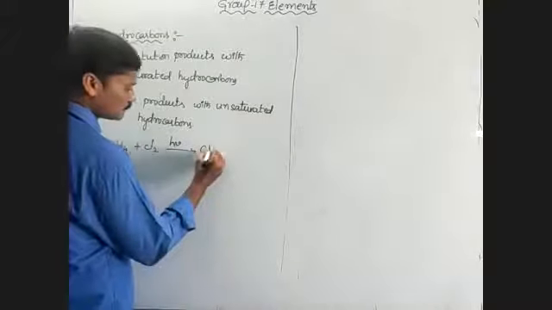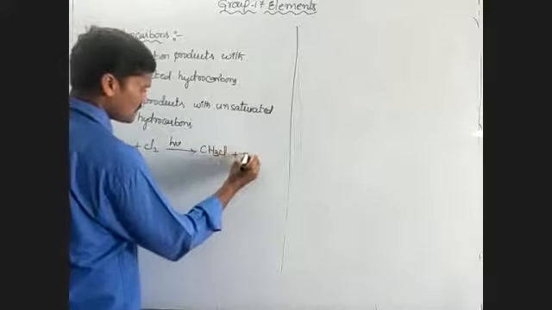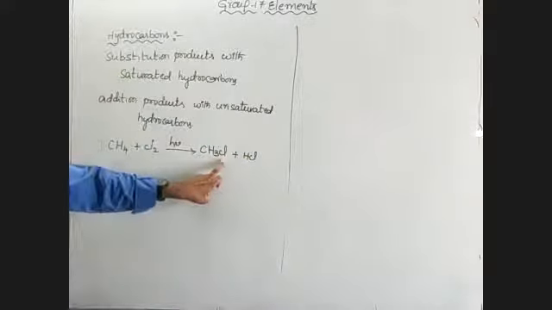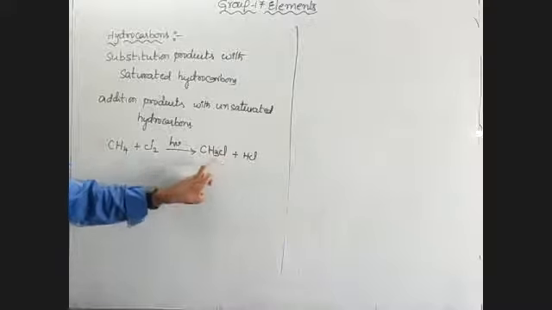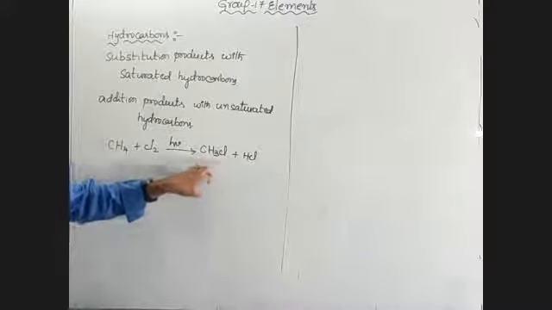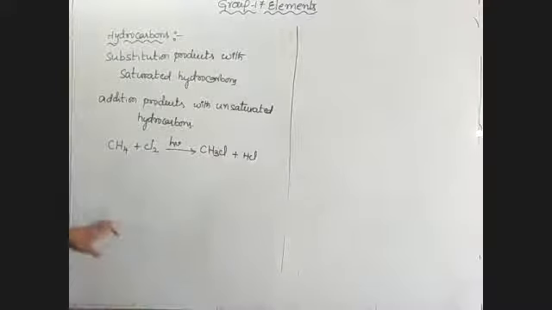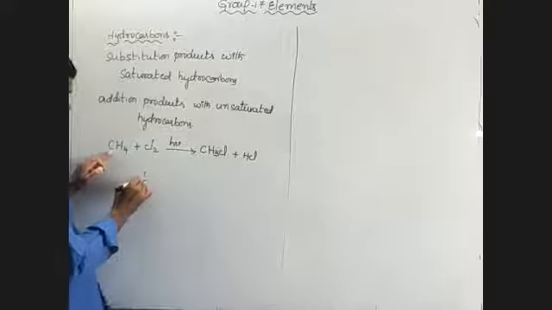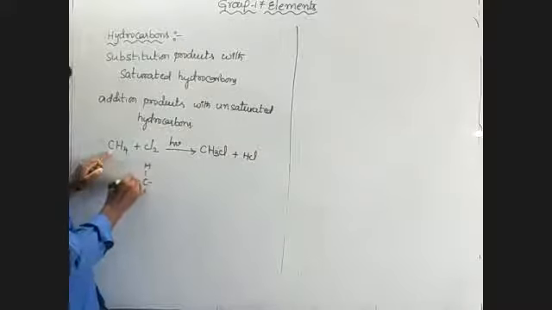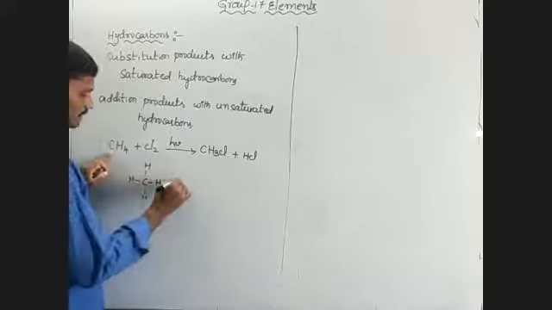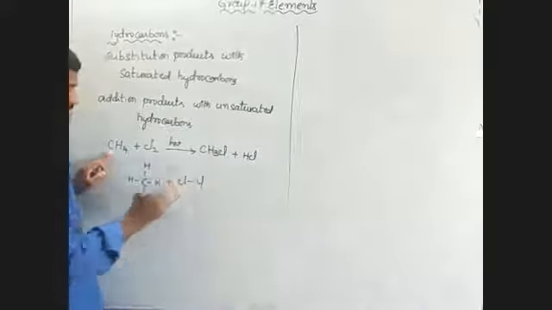So here CH3Cl and HCl. Methyl chloride. IUPAC name is chloromethane. Common name is methyl chloride. So in methane there are 4 hydrogen atoms present. Okay. In chlorine this is Cl2.